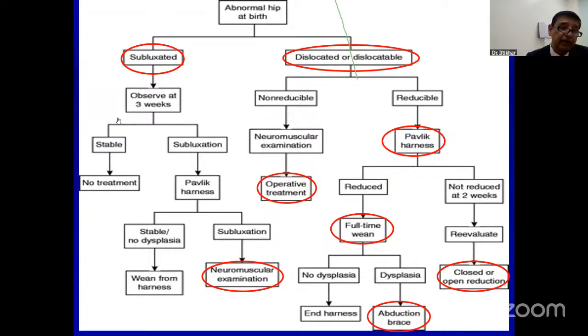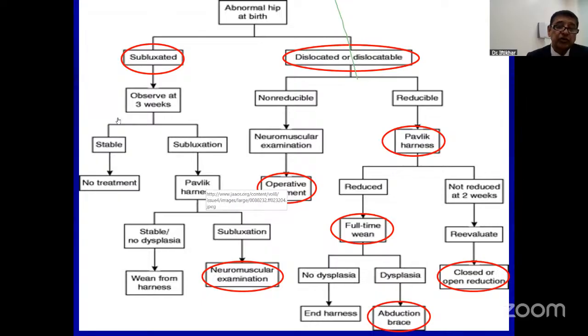If it is stabilized, you check if there is any dysplasia. If no dysplasia, then wean off the harness over a period of time. But if in spite of the pelvic harness subluxation is still there, you have to reevaluate whether there is any neuromuscular disorder associated with it. Now, if you come to the top again, the hip is abnormal at birth: is it dislocated or dislocatable? If it is non-reducible, then consider a neuromuscular disorder, and that means you need to go and operate.